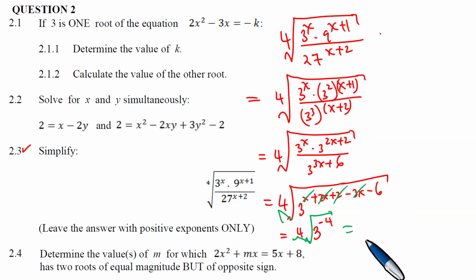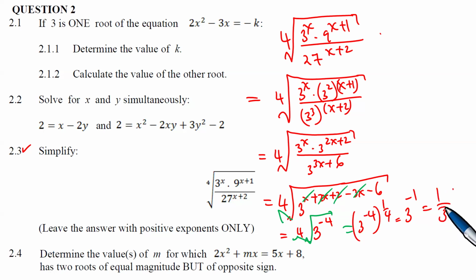minus 4. So if you have 3 to the power minus 4 and you raise it to 1/4, 3 to the minus 1, which is 1/3. Therefore, the result here is actually 1/3.